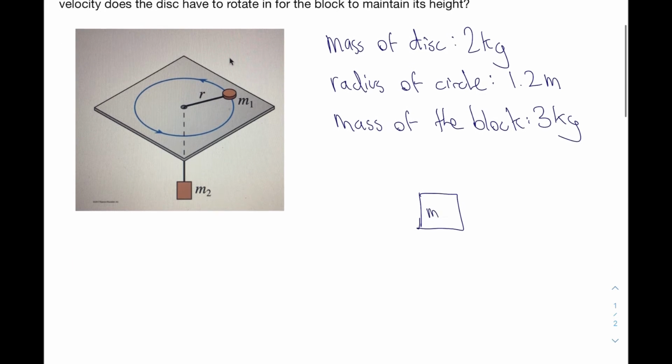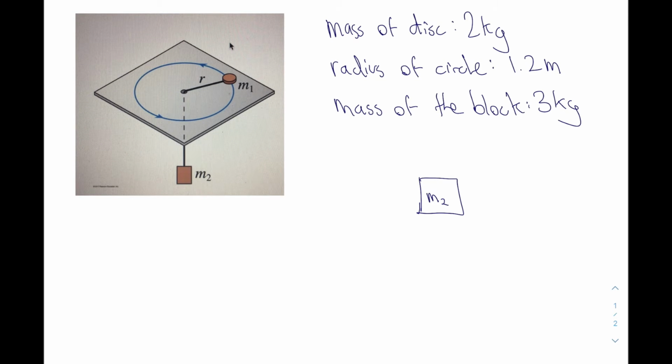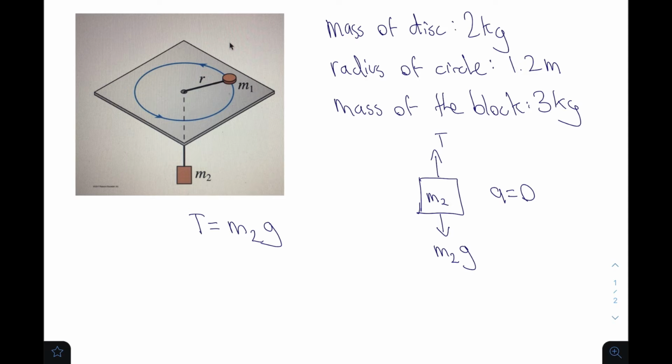diagram. So we'll have this be M2, the block that is hanging, and there's a tension force pulling up on the block and gravity pulling down on it, which is just m2g. We want the acceleration to be 0 for it to stay at that point. So the tension will have to equal the gravity force. Those forces will cancel each other and equal 0 for the acceleration.